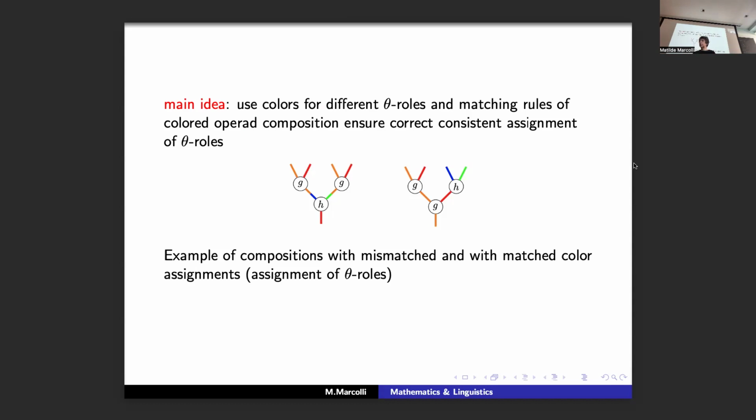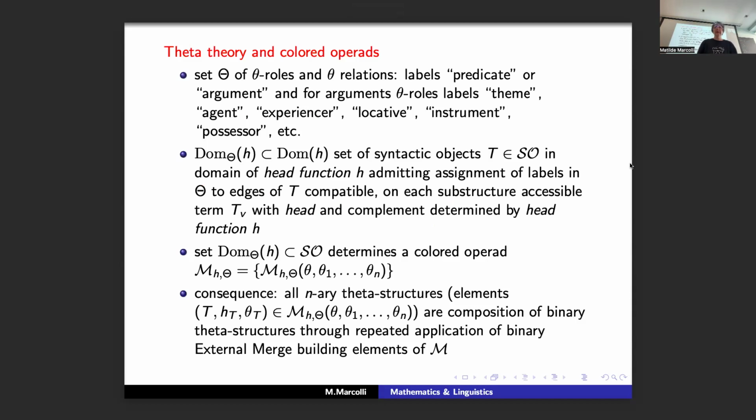So in addition to these constraints that you have, head and complement and phases and labeling of the internal edges, you also require that there is a coloring that works with respect to the theta roles that are assigned to the predicates in your structure formation. Also, when you choose your lexical items, some of them will come with these required colors, and these have to match. Okay. So this is the idea.